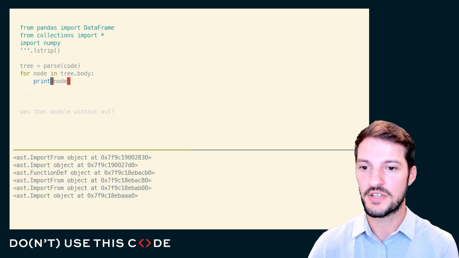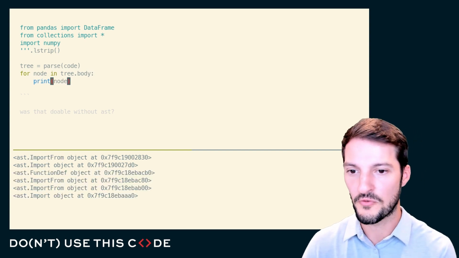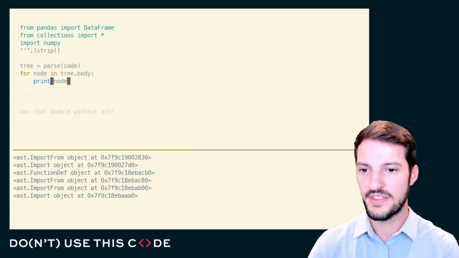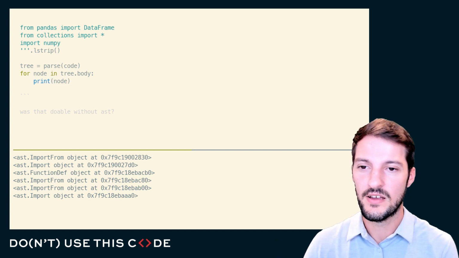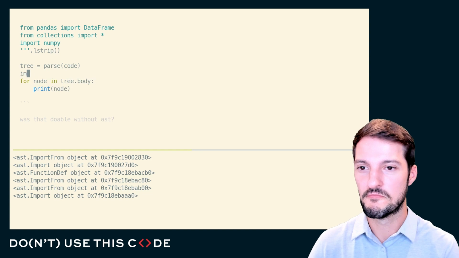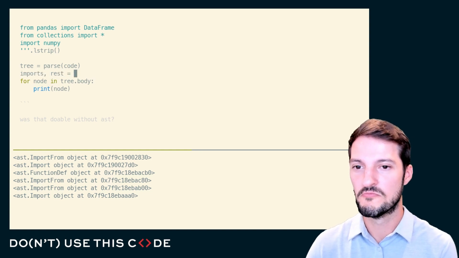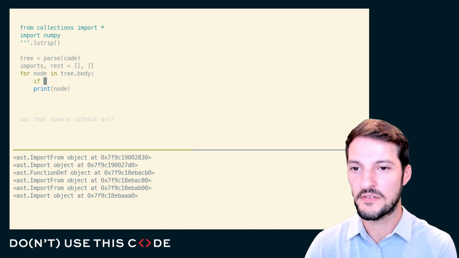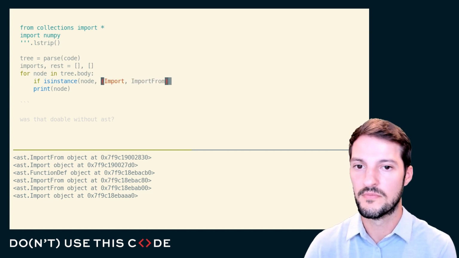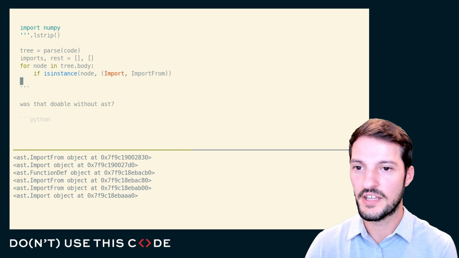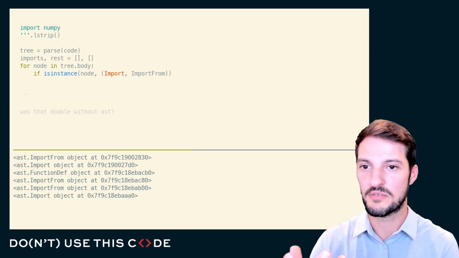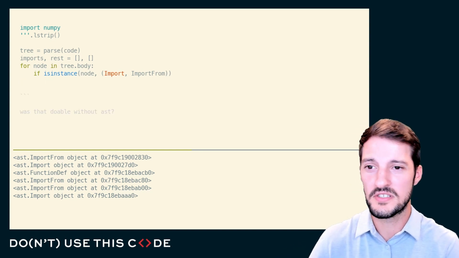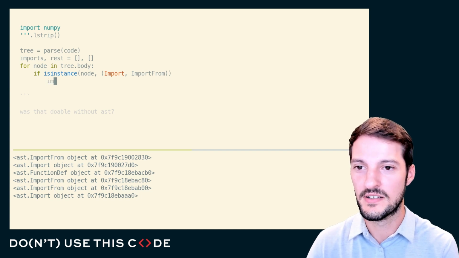And I can print each node. And you see as I print each node, I get an import from, I get an import, a function def, and so on and so forth. Well, what if I wanted to reorganize some things? What if I wanted to make it so that the imports are at the top? I could probably just check if a node is an instance of import or import from, and then just put that in a list, right? Because the body of the module is just a list of nodes. So I can probably reorganize these how I see fit.